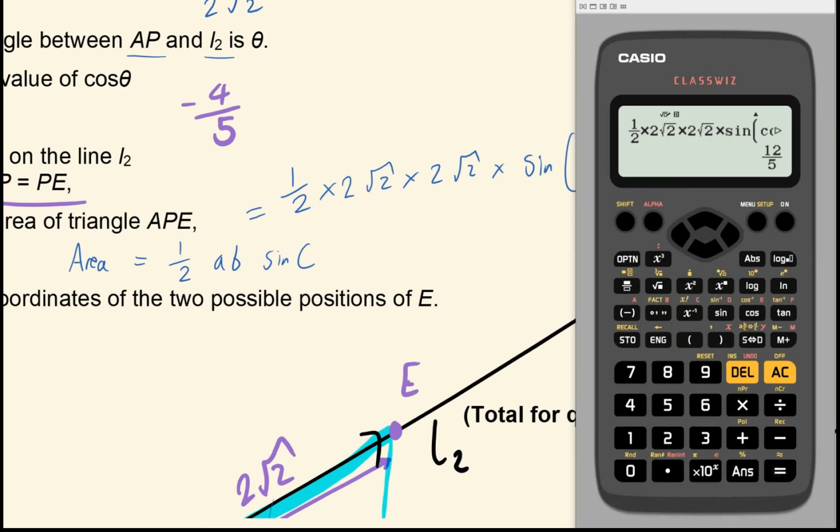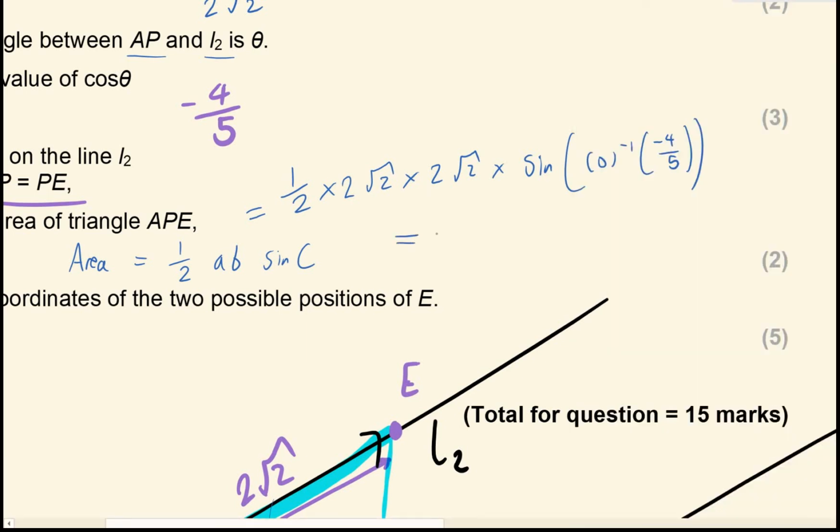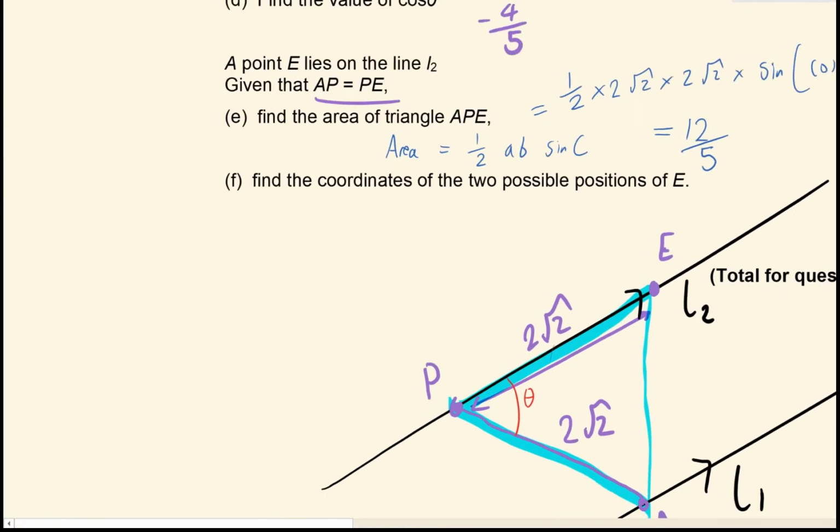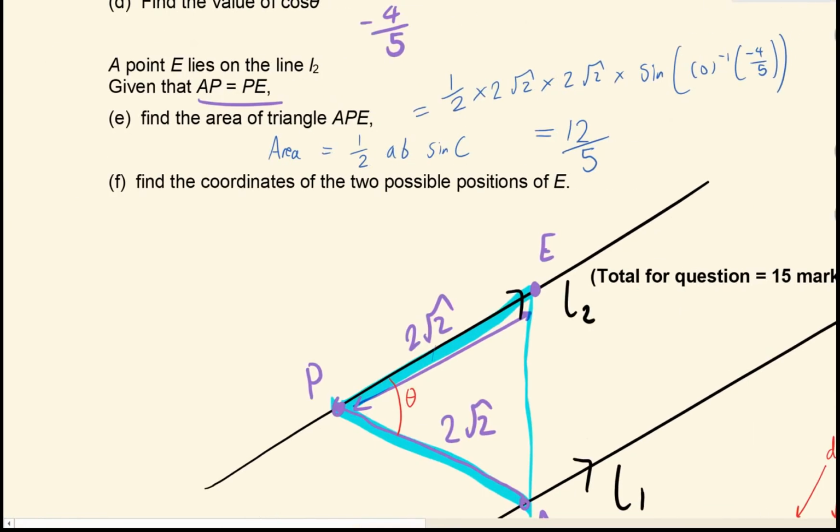Okay, so typing that all in, we get an area of 12/5. Okay, and that looks absolutely fine. Okay, now we're asked to find the two possible positions of E.